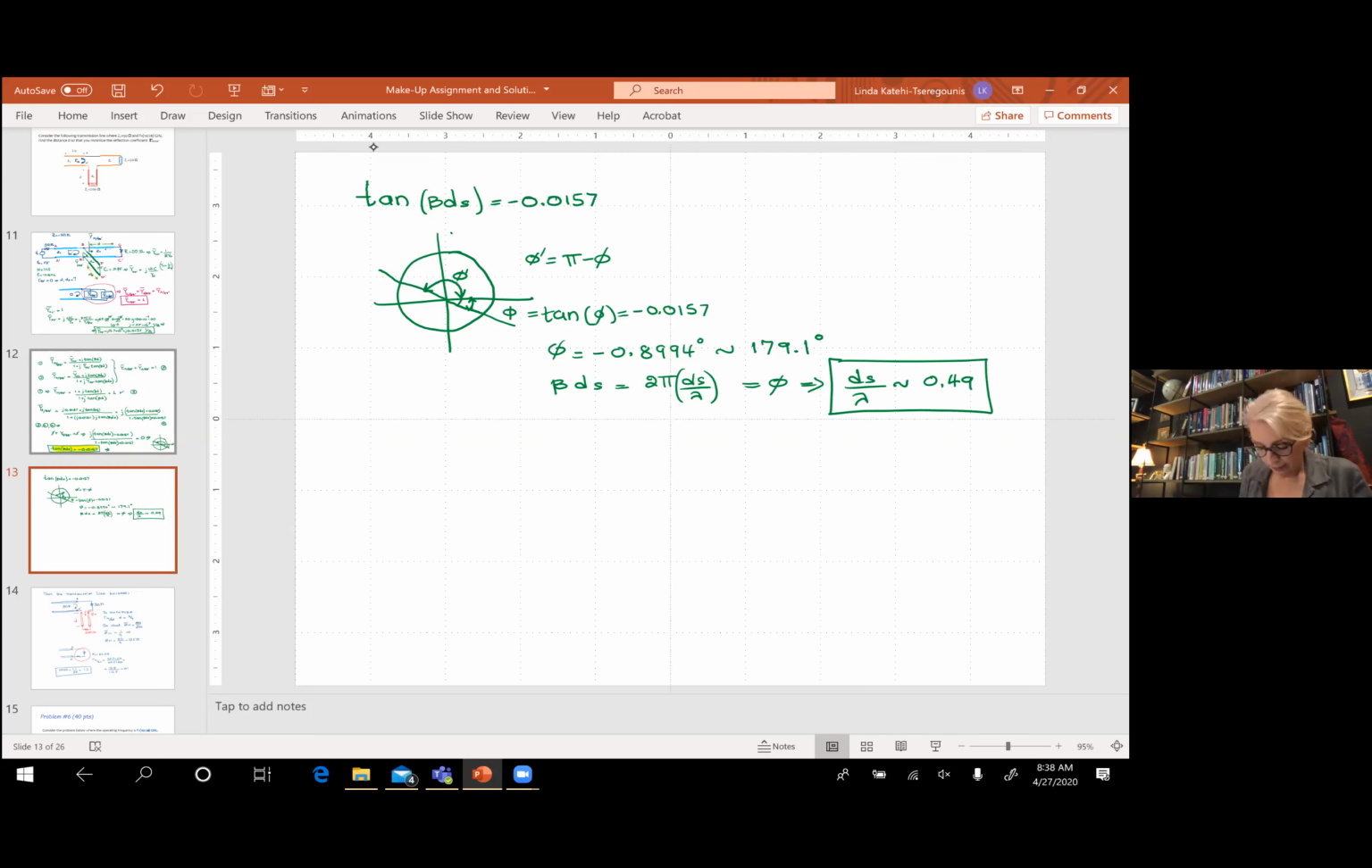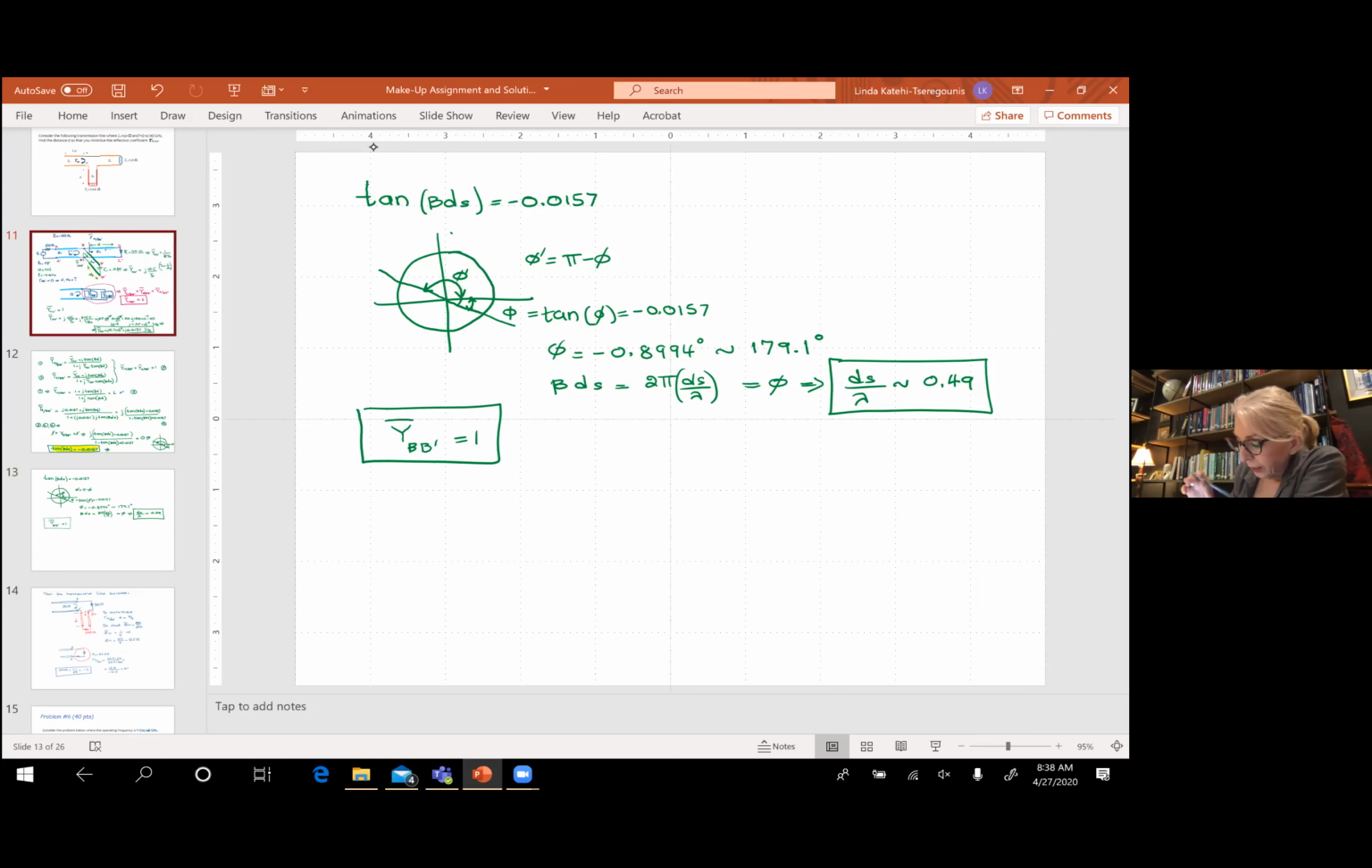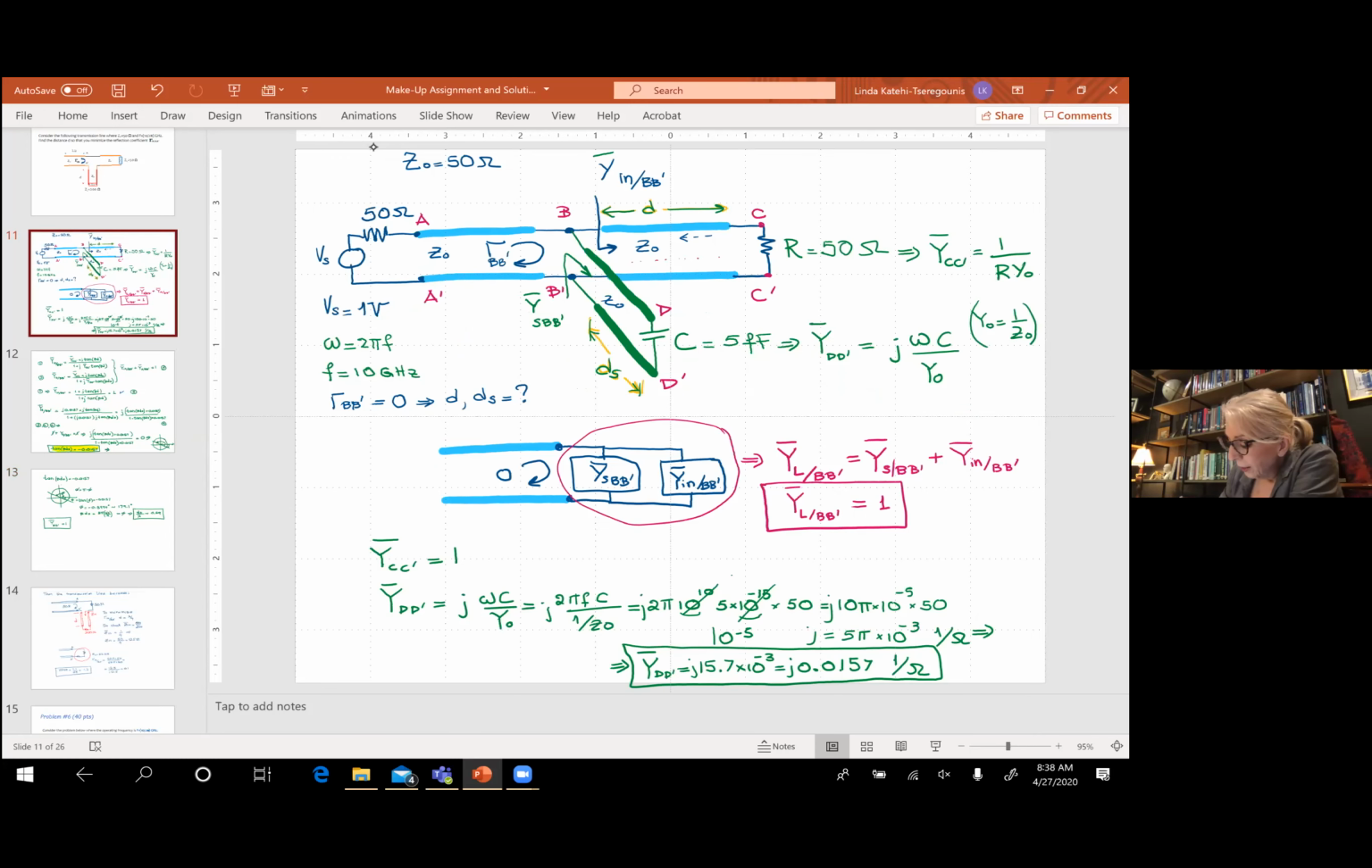That's your ds, okay? And that is the solution for the problem, because when you do that, you find that finally your y total at BB prime normalized will be 1. So if we go back to this one, you find that the total y here is going to be 1. So we got that, and therefore the reflection is going to be 0.